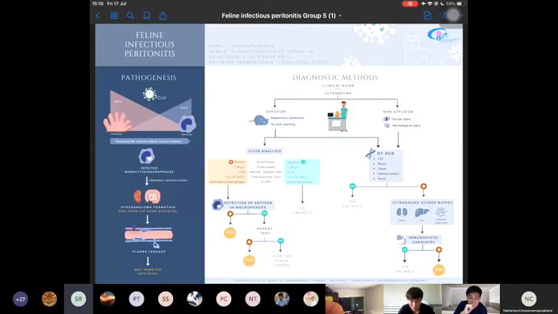For Pichapa: can CSF be used for fluid analysis, or only for detection? Yes, you can do fluid analysis.